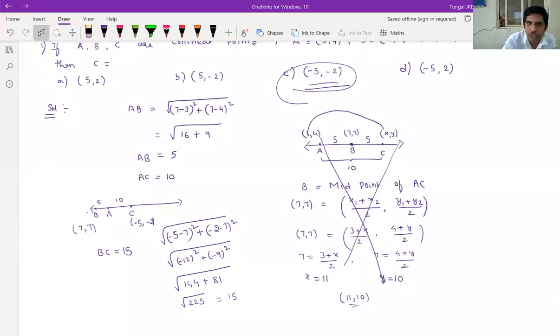Sir, I think you have written wrong options. None of the options is correct. No, it's correct. Third option we are getting.